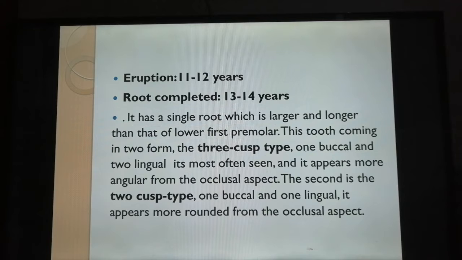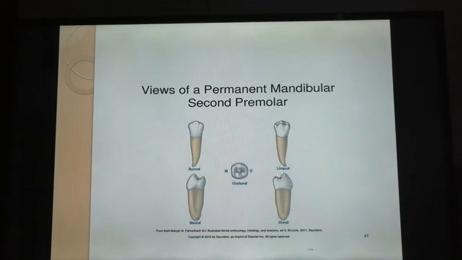This tooth comes in two forms: the three cusp type, one buccal and two lingual, which is most often seen and appears more angular from the occlusal aspect. The second is the two cusp type, one buccal and one lingual, which appears more rounded from the occlusal aspect.